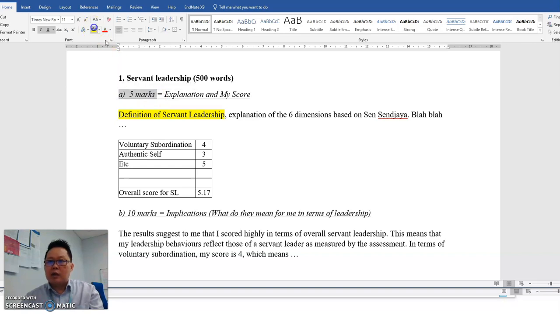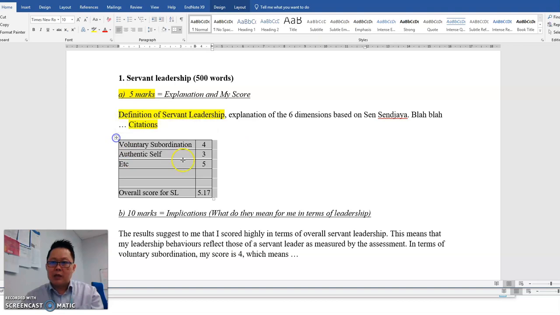Now for 5 marks, what you should do is you should have some definition. What is servant leadership? Explanation of the 6 dimensions, and so on. Of course, you must do citation. Remember, 10 citations minimum required for this individual assignment.